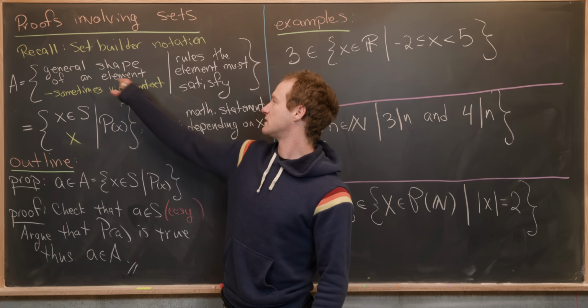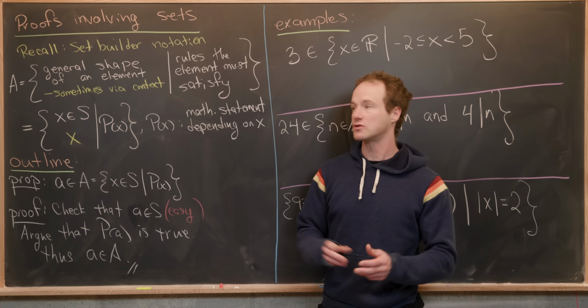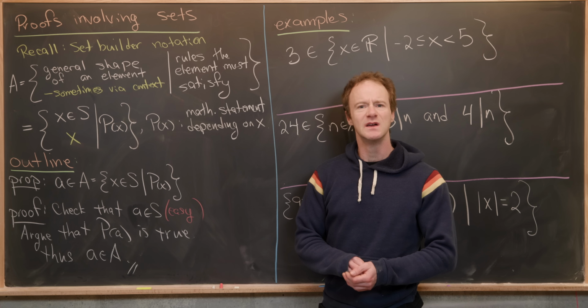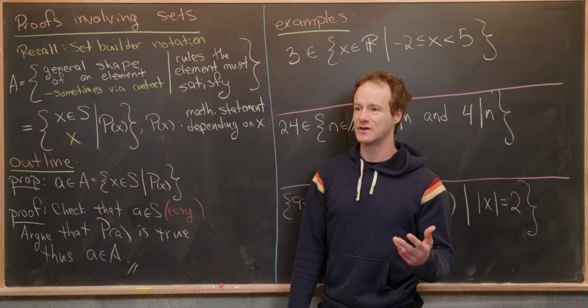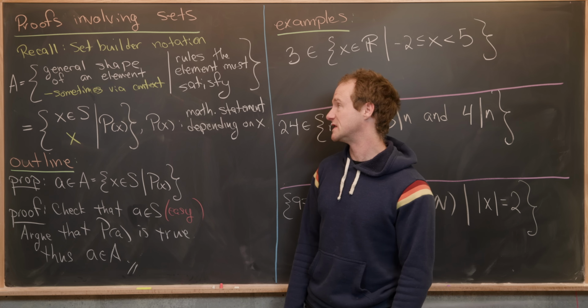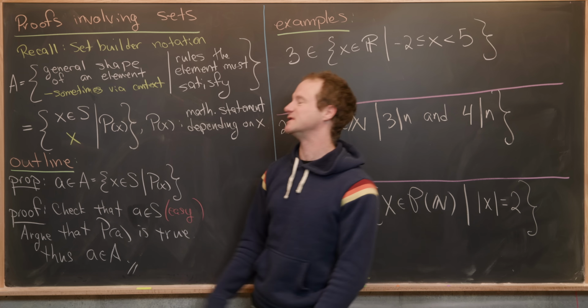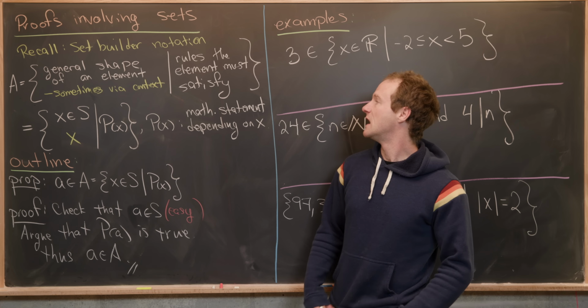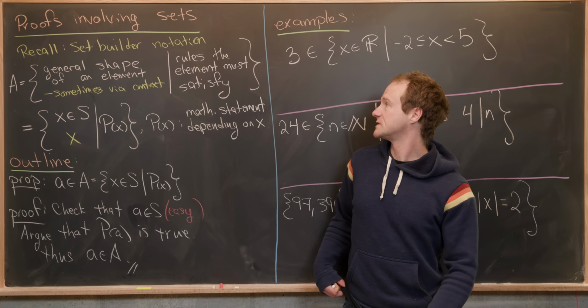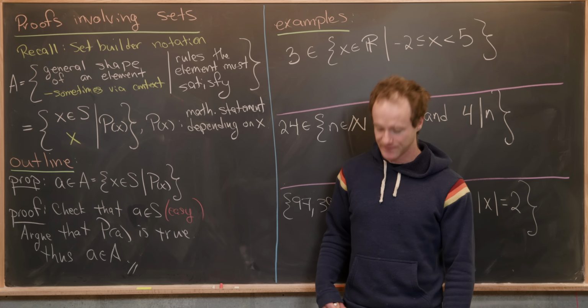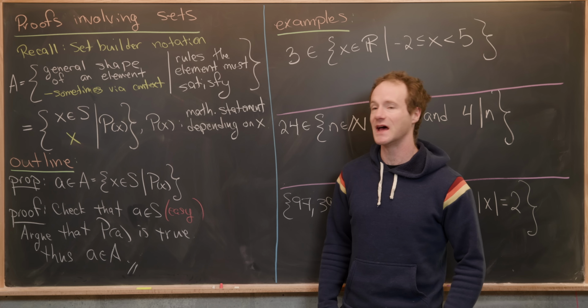Over here on the left-hand side, you have the general shape of an element. Sometimes you leave the general shape out, and you just put a symbol to represent the element, and the general shape is given via context. And then over to the right here, you need to have the rules that the element must satisfy in order to be in the set.